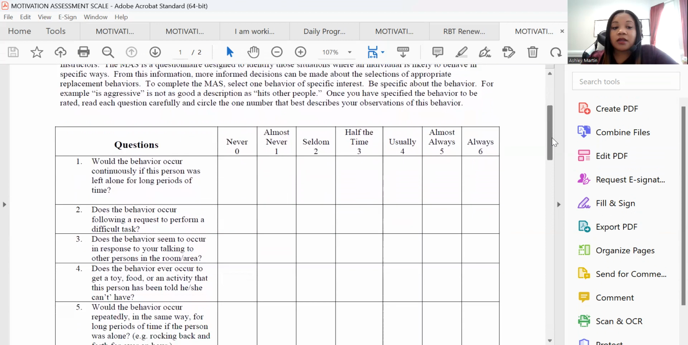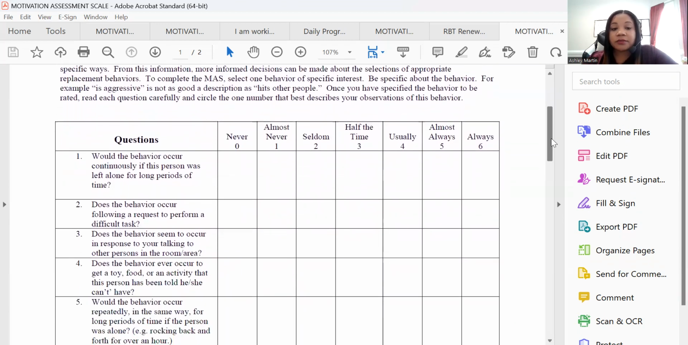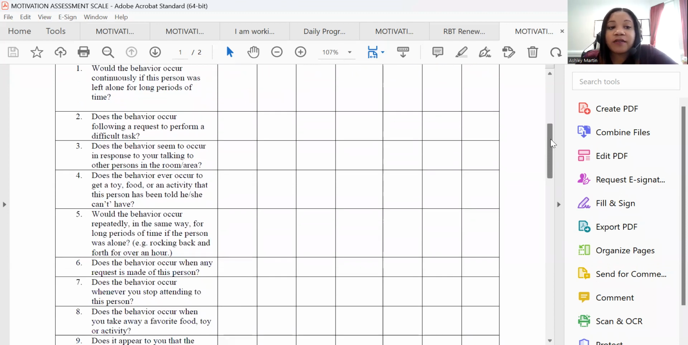So if we were just doing one behavior per form, say tantrums, then for all the questions, regarding tantrums: would the tantrums occur continuously if the person was left alone for long periods of time? 0 is never and 6 is always. So someone will rate that. Does the tantrum occur following a request to perform a difficult task? 0 is never, and 6 is always.